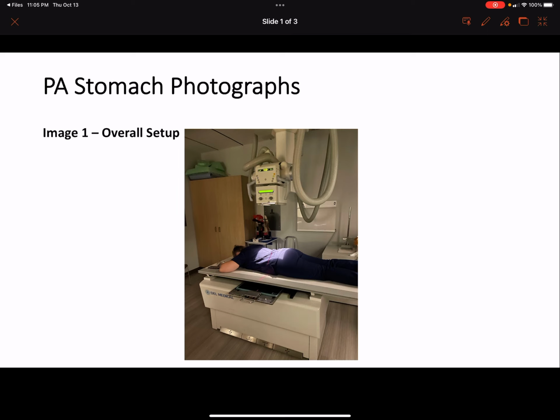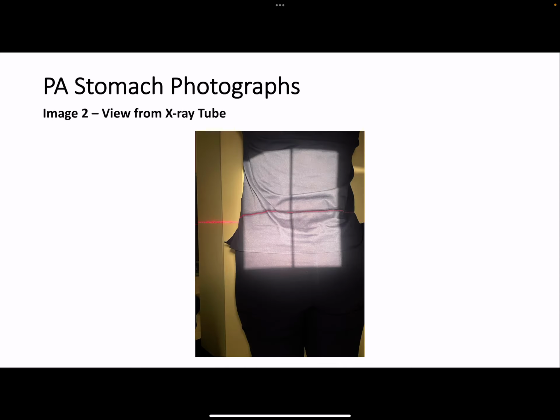IR size. For this imaging series, I used a 14 by 17 inch, 35 by 43 centimeter cassette. IR orientation. I positioned the cassette into the table bucky in the portrait position. IR location. For this image, I am using the table and the table bucky. SID. I aligned the CR to the table bucky and set a distance of 40 inches, 100 centimeters, above the table using the digital display on the CR.